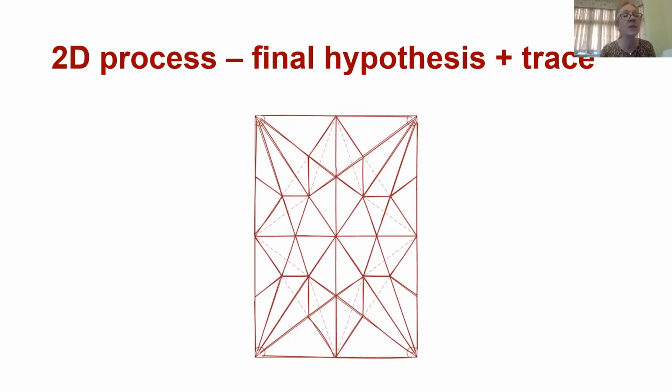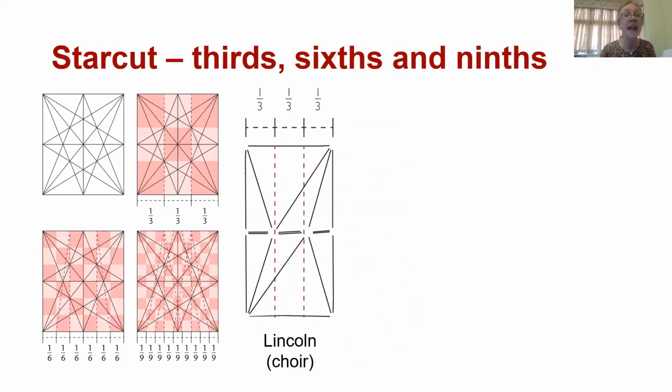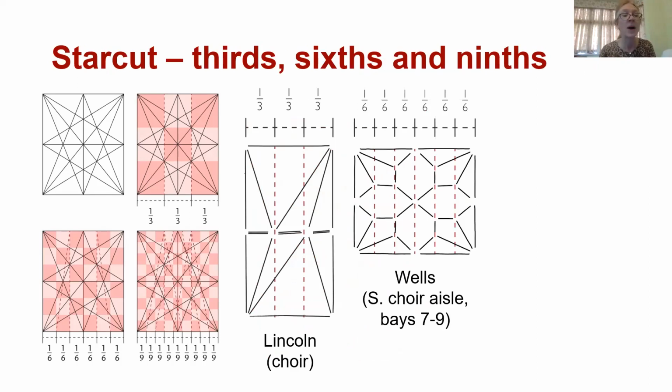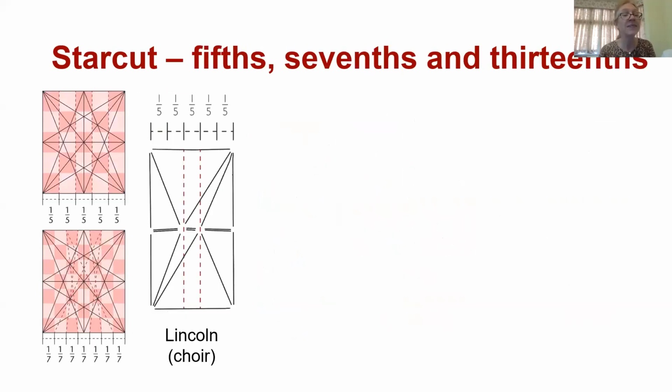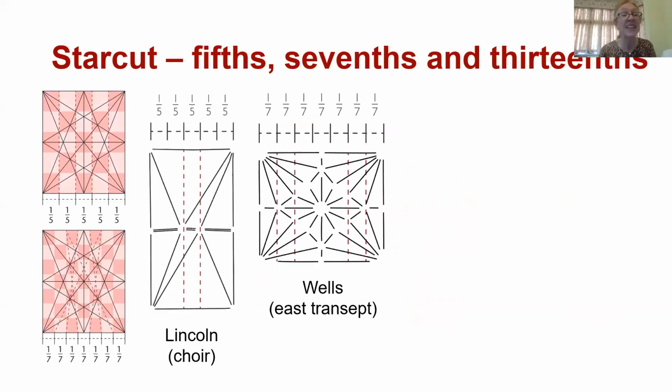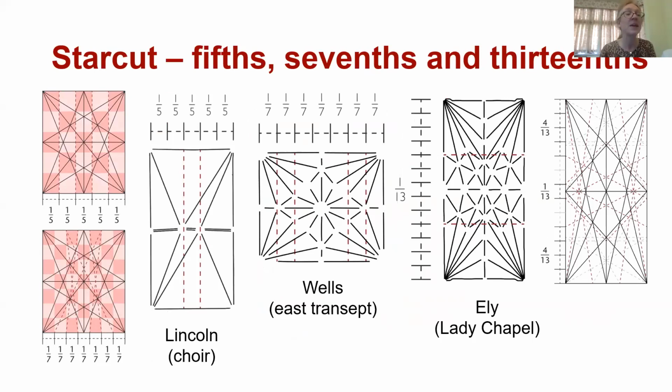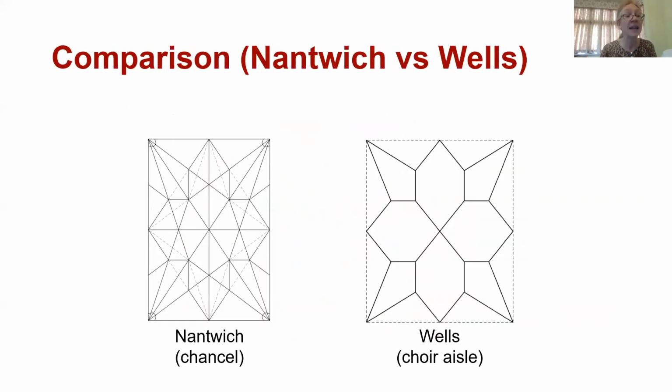The starcut could be used to divide a 4-sided bay into any fractional proportions up to 100ths. And so far we found thirds at Lincoln Cathedral, 6ths at Wells Cathedral, 9ths at Exeter Cathedral, as well as 5ths at Lincoln, 7ths at Wells, and 13ths at Ely. The use of the starcut at Nantwich places Nantwich's design well within the mainstream of medieval geometrical design practices.